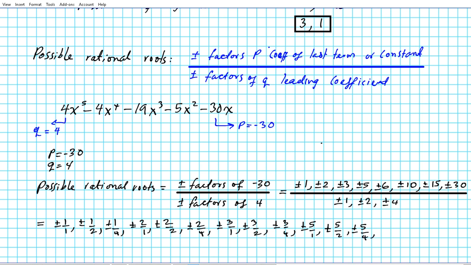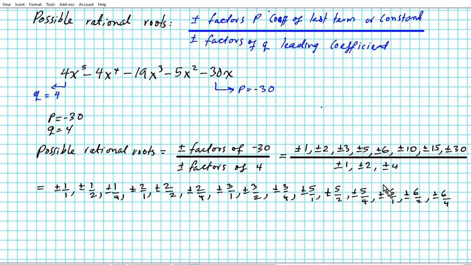Nope, 5 over 4. And then plus or minus 6 over 1 plus or minus 6 over 2 plus or minus 6 over 4. A few more to go. We have plus or minus now 10 over 1 plus or minus 10 over 2 plus or minus 10 over 4. Next one, plus or minus 15 over 1 plus or minus 15 over 2 plus or minus 15 over 4. Then we have plus or minus 30 over 1 plus or minus 30 over 2, and then plus or minus 30 over 4. Alright, so now we're going to reduce all of them, okay?